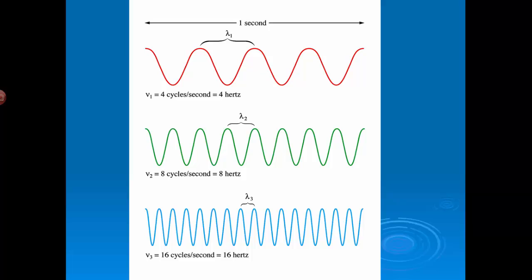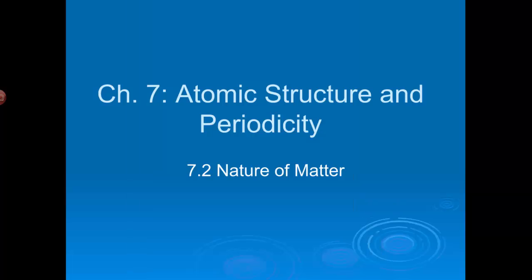If we make the frequency twice as big, in other words, we put 8 wavelengths, 8 waves into that 1 second, then the wavelength gets smaller. As a matter of fact, it gets smaller by exactly a half. And similarly, if we double again the frequency, the wavelength again gets cut in half. So that's the relationship. That's how it works.